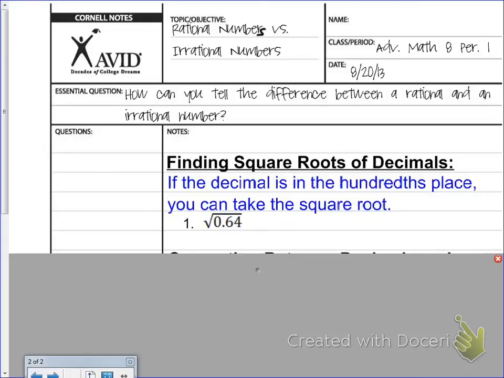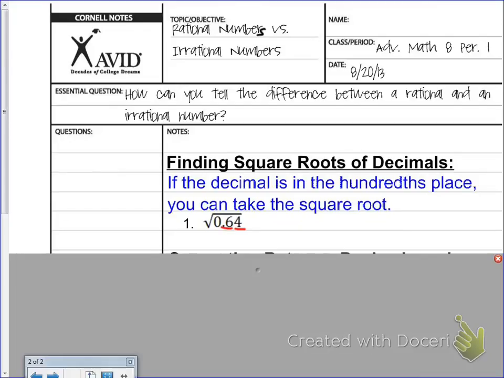You guys remember this from, I don't know, where did we learn this? 5th, 6th grade? Decimal places? So there's the tenths place and the hundredths place. You can only take the square root of a decimal that is in the hundredths place, because 100 is a perfect square. You can take the square root of it. So only if it is to the 2 decimal places. But the nice thing is that all of our square roots should be to the hundredths place if it is a perfect square. So if the decimal's in the hundredths place, meaning there are 2 numbers after the decimal, then you can take the square root.